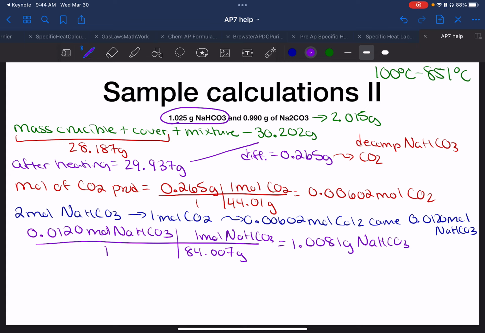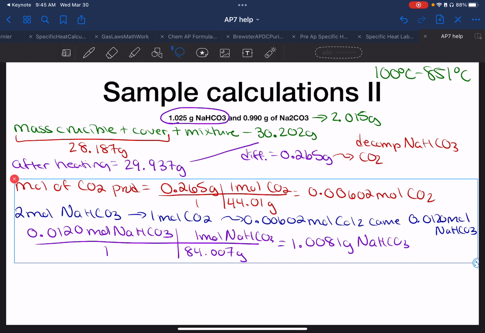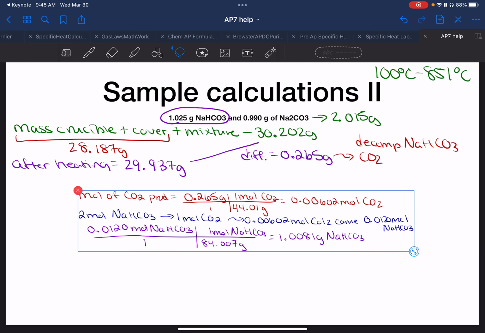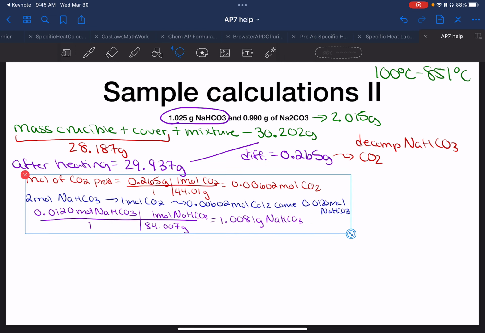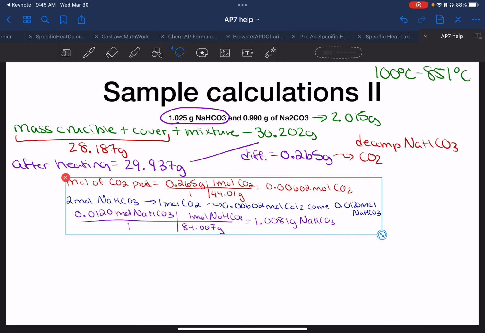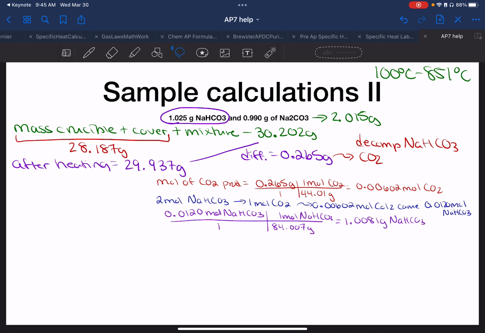So the theoretical mole, all right, I'm going to do something here because I need myself a little bit more space because I write too big. So let's look at the theoretical part of it.